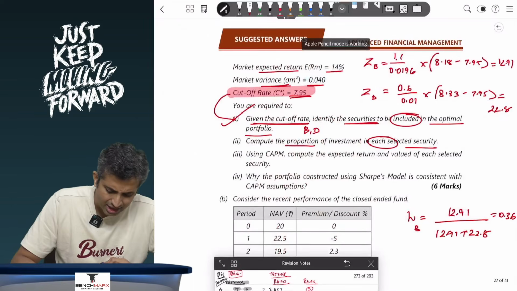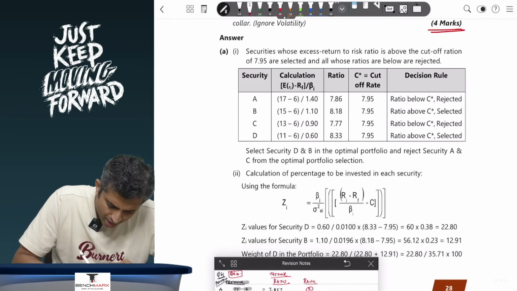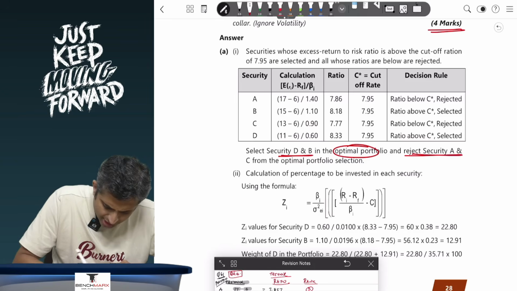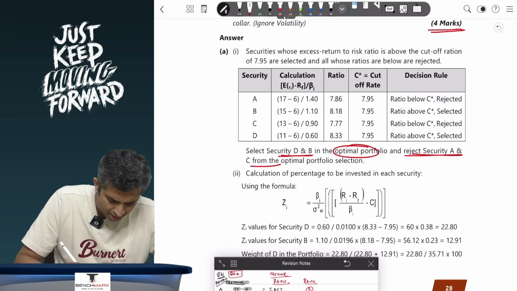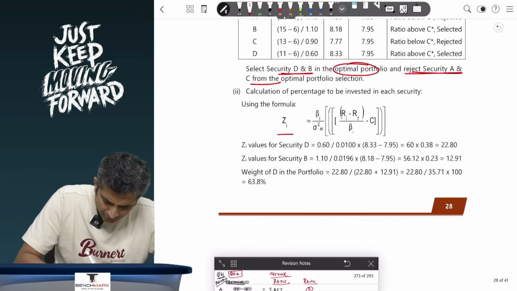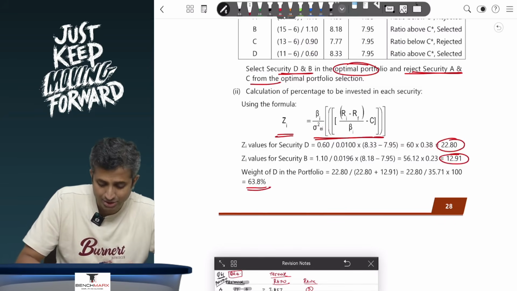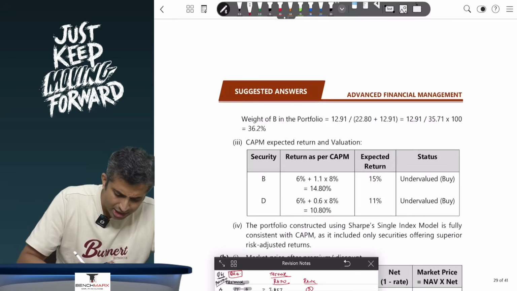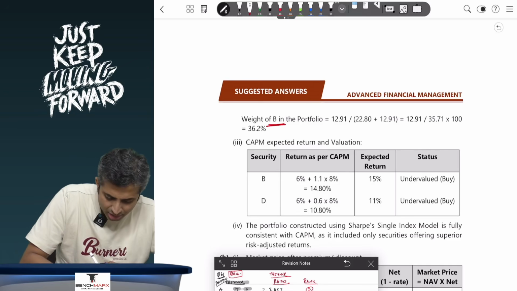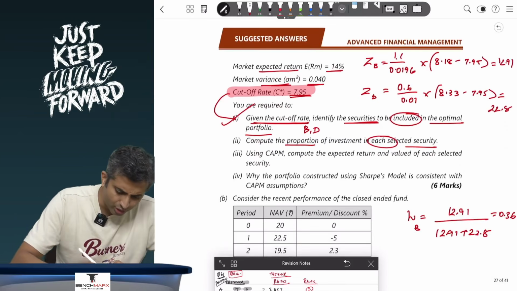So if you review your answers, securities D and B should be a part of your optimal portfolio, and you reject securities A and C because they have a lower cutoff reward to risk. When you look at this formula for finding the Z, you apply it and get 22.8 and 12.91. Based on that, you get around 63.8% or 64% weight given to D, as in Delhi, and 36.2% given to B, that is Bombay. Okay, so that is point 2.